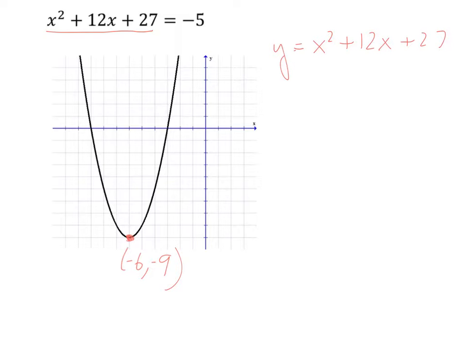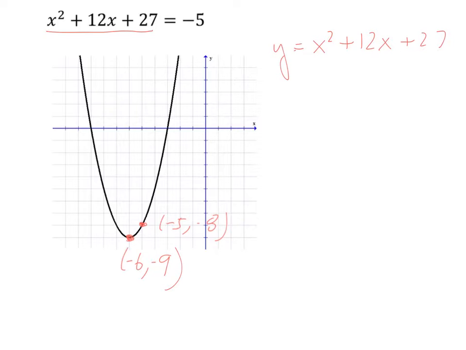Let's look at another point. If I were to look at this point right here, this is the point -5, -8. And what does that mean? Again, that's saying that when x is -5, the y value is -8. Or in other words, when x is -5, this x squared plus 12x plus 27 is going to be -8. That's not what we want either. We want x squared plus 12x plus 27 to be equal to -5.